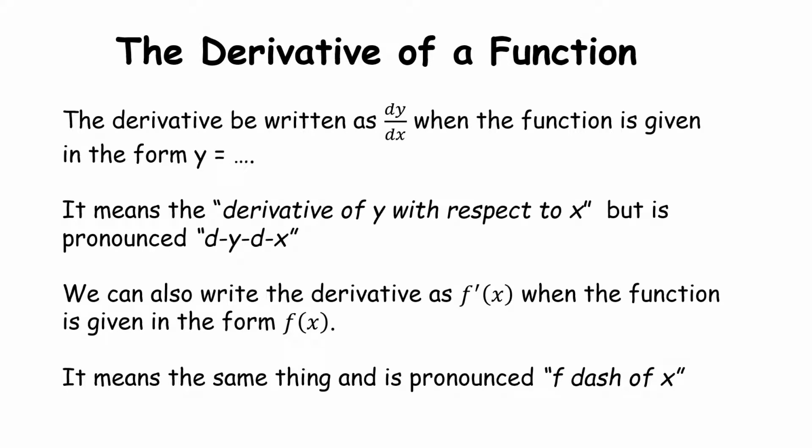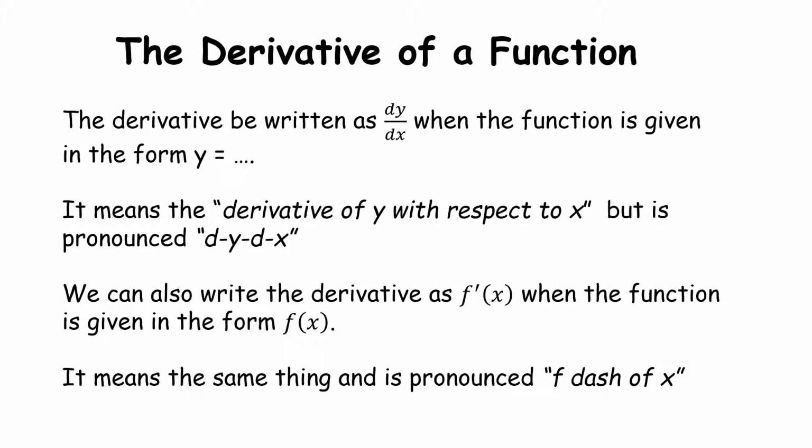So let's talk about the derivative of a function. The derivative of a function is written as dy/dx when a function is given in the form y equals, and this means the derivative of y with respect to x. So generally we say differentiate y with respect to x, and we call that dy/dx. We can also write the derivative as f dash of x when the function is given in the form f of x, and that is pronounced f dash of x.